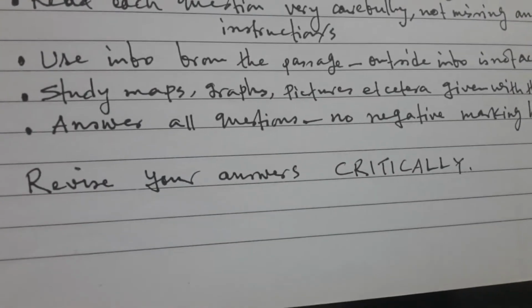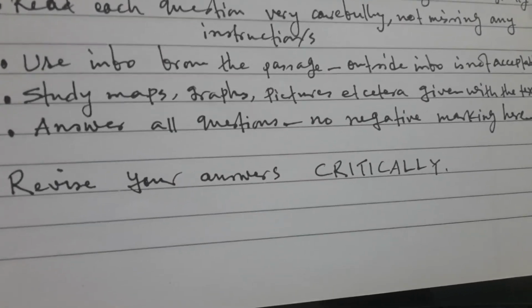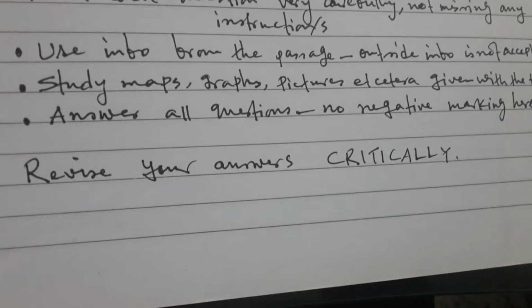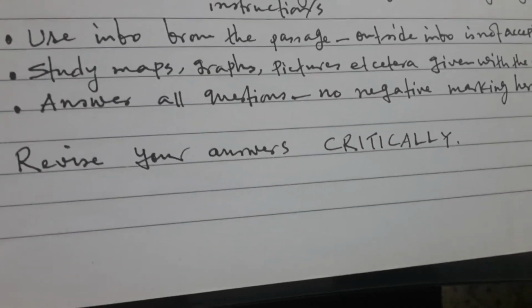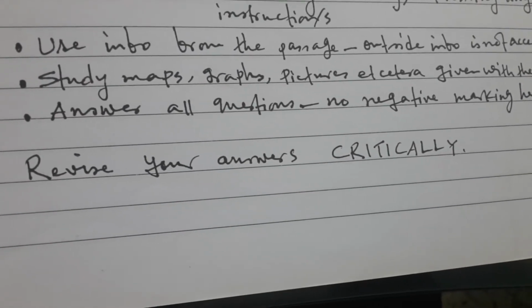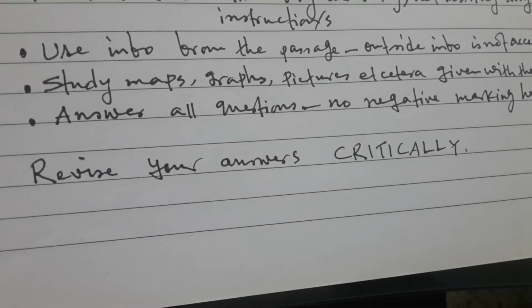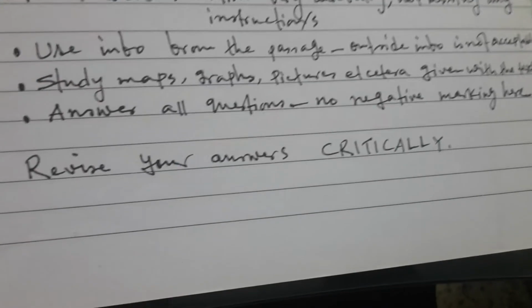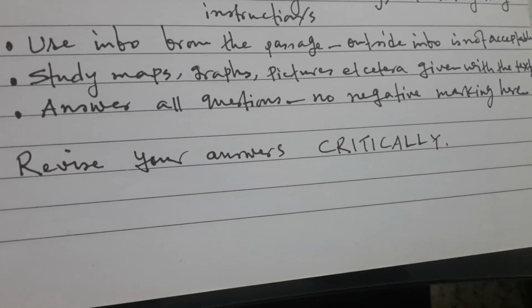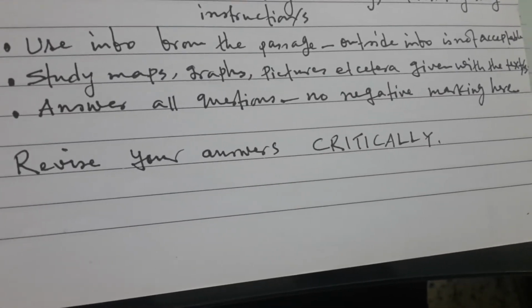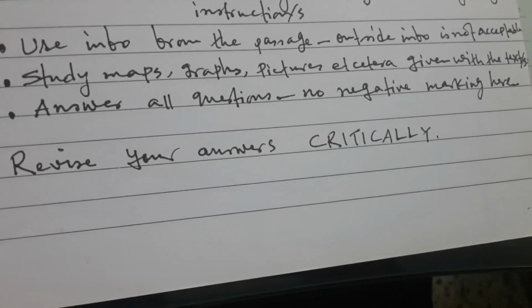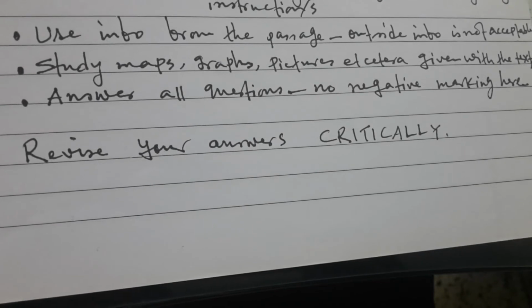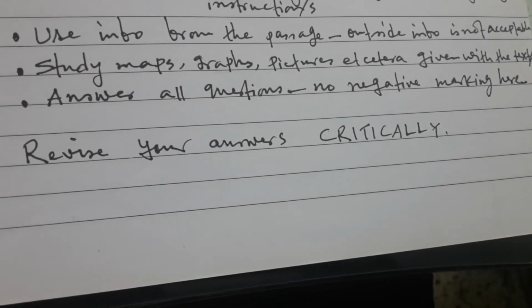Next. Use information from the passage. Outside information is not acceptable. Yes, as you know, this is the reading section, and you may be reading about something that you personally know a lot about. But when you are writing the answers, make sure the information in your answer occurs in the text, directly or inferentially. Don't give your personal knowledge here. They won't consider it correct.